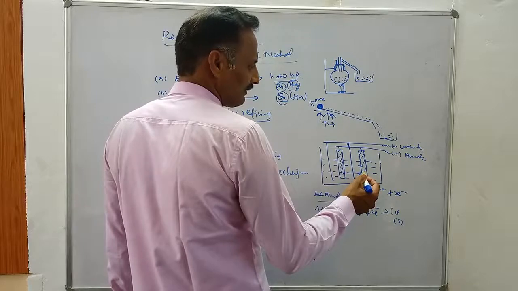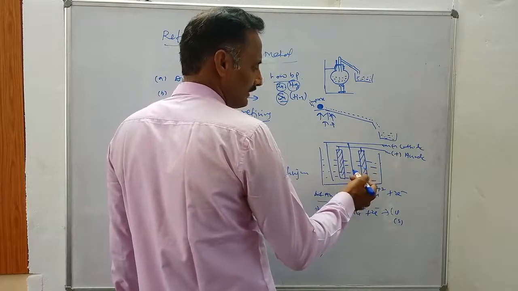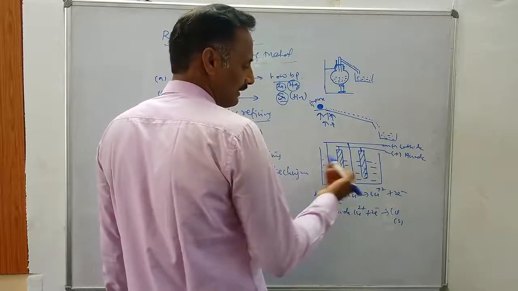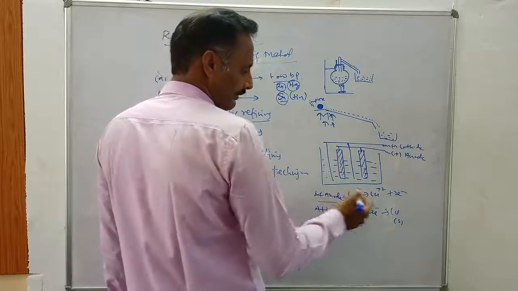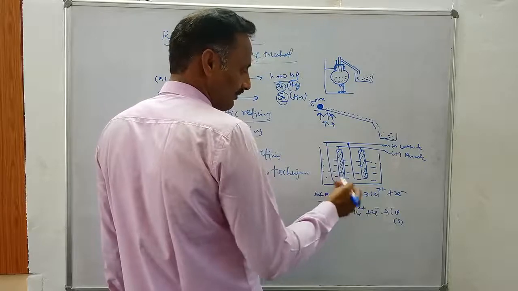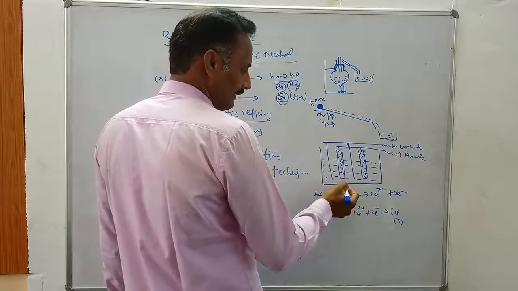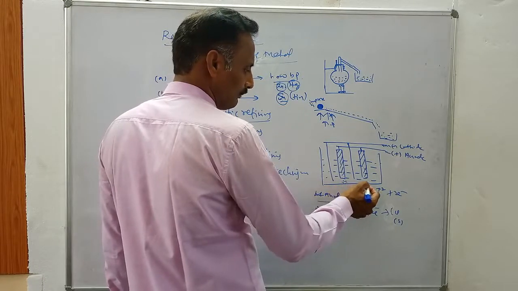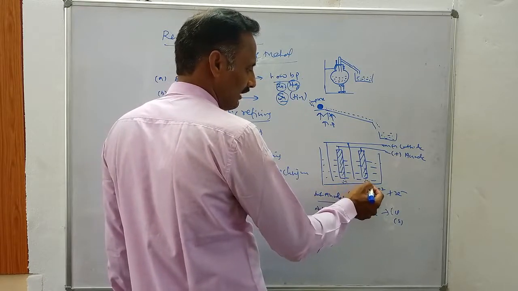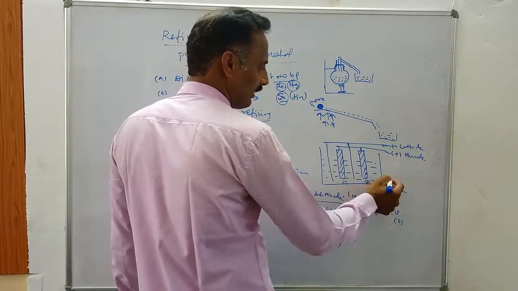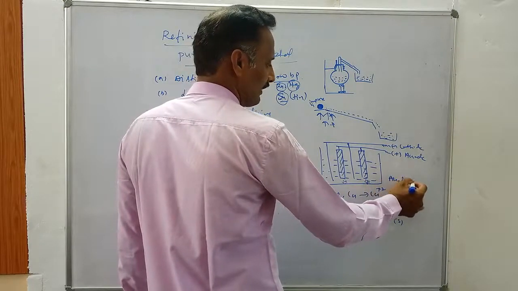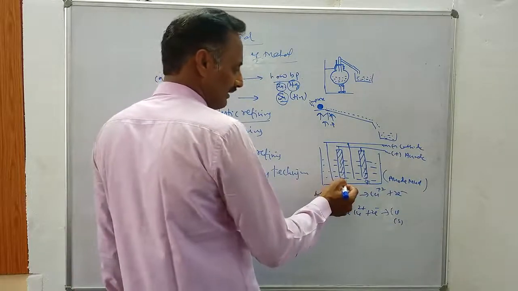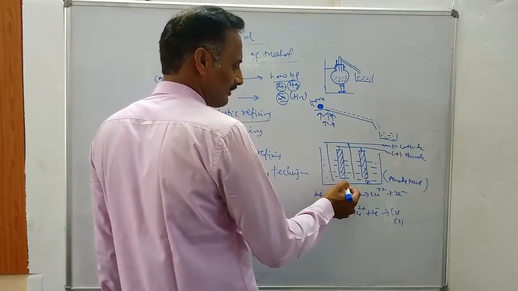As time passes, the weight of the anode goes on decreasing and the weight of the cathode goes on increasing. Like that, we are purifying the copper metal. At the bottom of the anode, some impurities settle, and this impurity is called anode mud. The impurities which settle at the bottom of the anode are called anode mud.